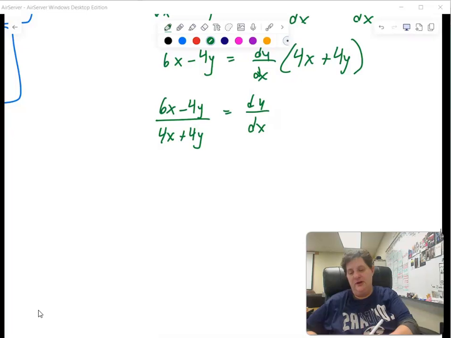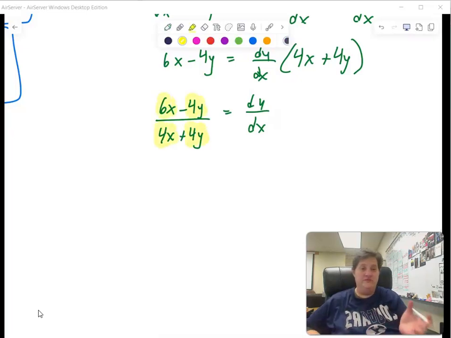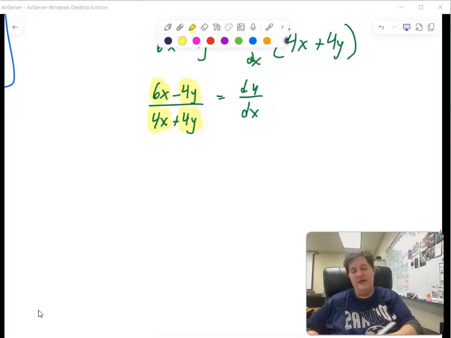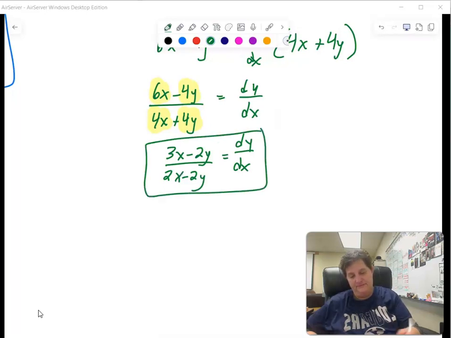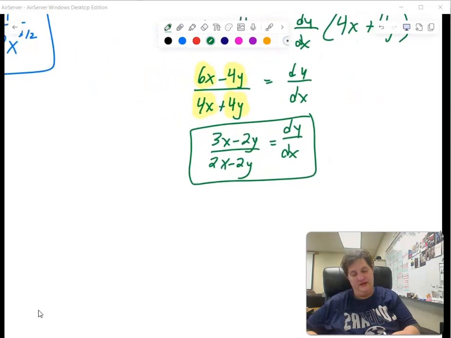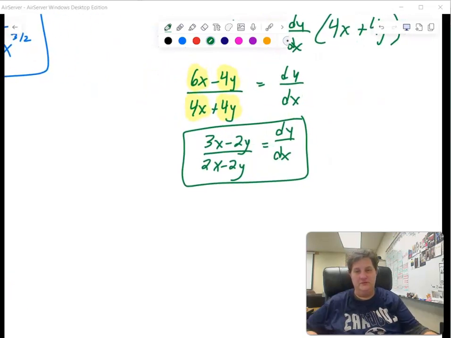Do not try to cross anything out unless you can do it from all four parts. Well, first of all, don't simplify if it's an FRQ, but if you could take it out of all four parts, you could simplify. So for example, everything divides by 2. Okay, and so I get that. All right, 3x minus 2y over 2x minus 2y.